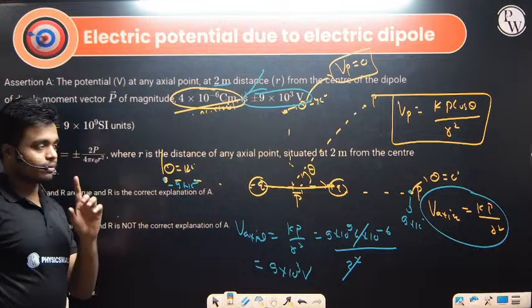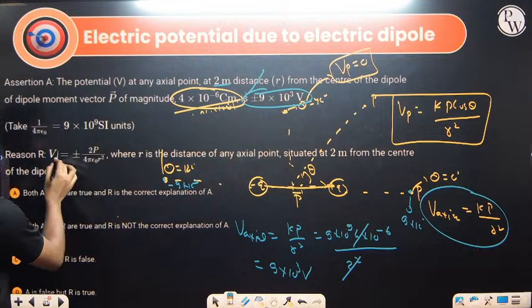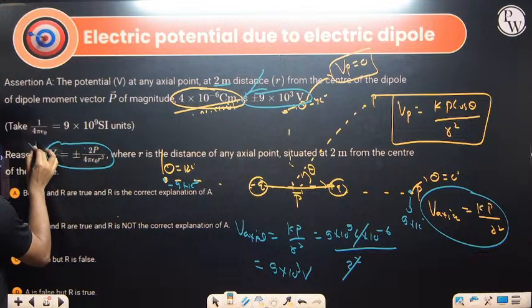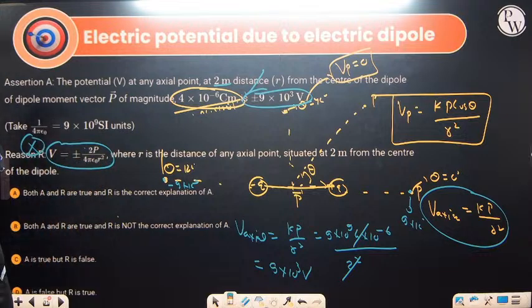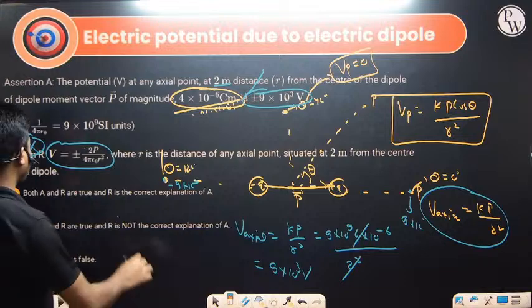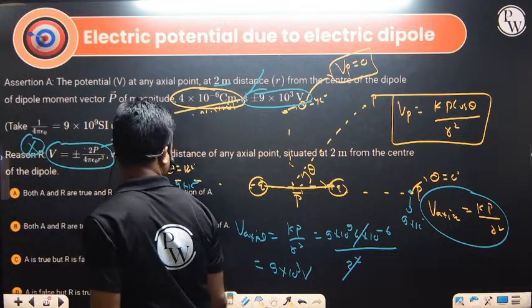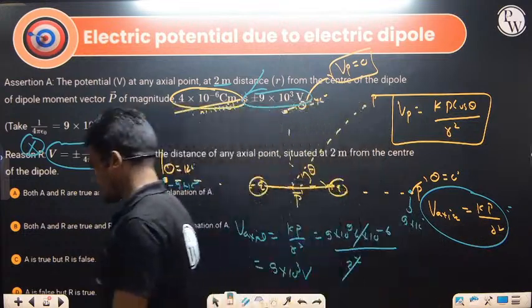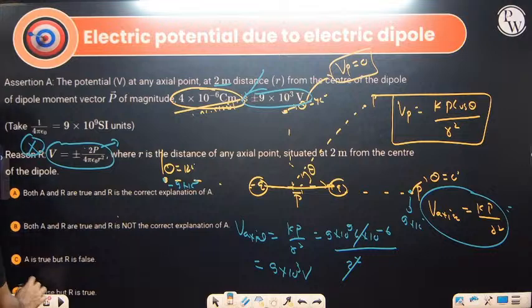This statement is correct. Second is the reason: V is equal to plus minus 2 by 4 pi epsilon naught. The 2 is not there. In the formula you can check, K is there, and this one is 2, so this reason will be false. From any axial point situated 2 meter from the center of the dipole, this particular formula we will not be using because 2 is not there. The formula we have is K into P, that is 1 by 4 pi epsilon naught. So the reason is false. A is true, but R is false.